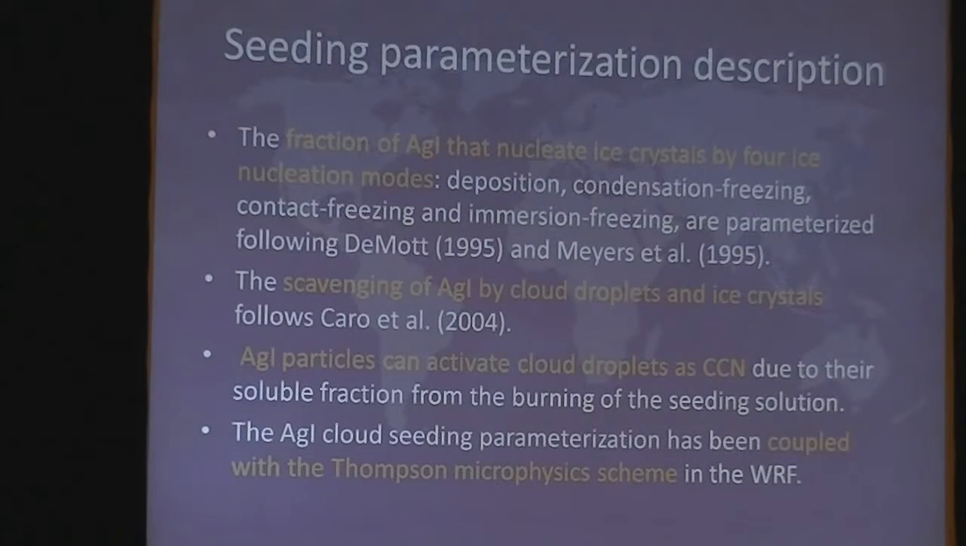It also simulates the scavenging of silver iodide by cloud droplets and ice crystals following Caro et al. It can also activate cloud droplets on the silver iodide, so they serve as CCN in some situations due to their soluble fraction from the burning of the seeding solution. And the cloud seeding parameterization has been coupled in the WRF model in the Thompson microphysics scheme. So that's the key microphysics scheme we need to use with this seeding parameterization.